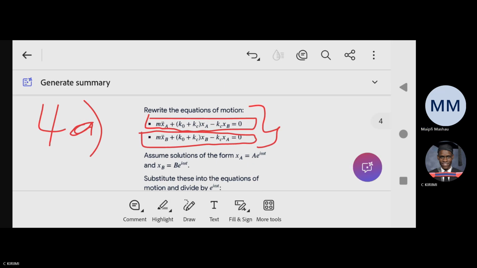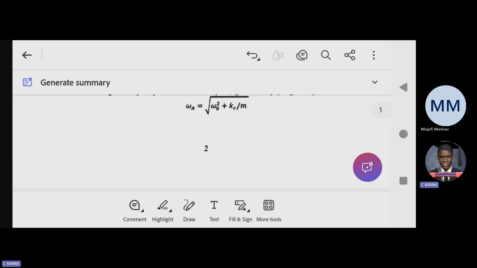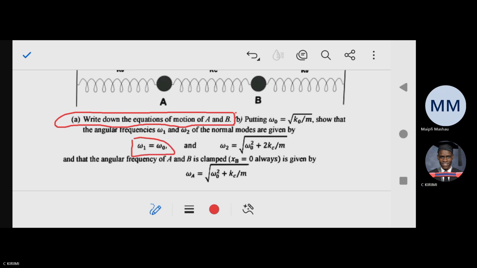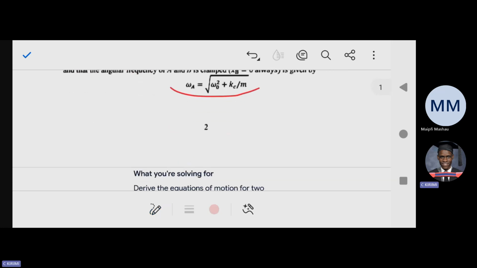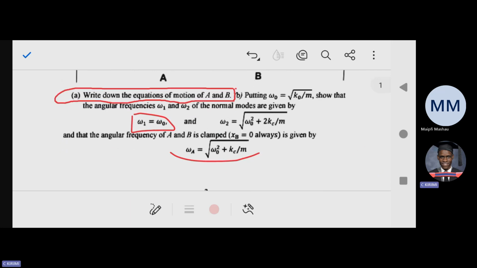Now, from there, we want to find the roots, which means we are now dealing with part B. We want to find these roots, where after putting omega naught equals the square root of K over m, we want to show this. So this is what we are doing for part B. Once we can show this and these roots, then we are done with part B. Then we can move to the next part, which will be C. So this is part B.